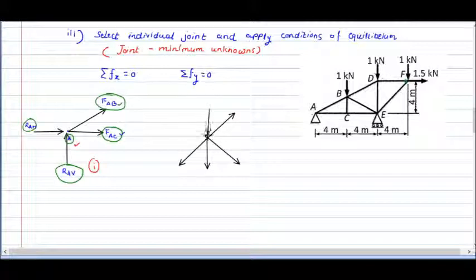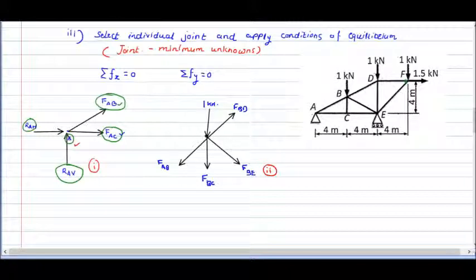So whatever the external forces are there, that also we'll have to count while solving that problem. So this way I just listed all these forces. That is, first one, force in member BC, force in member BE, force in member BD, 1 kilonewton, and force in member AB. So this is our second free body diagram.